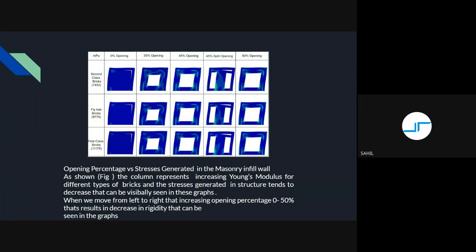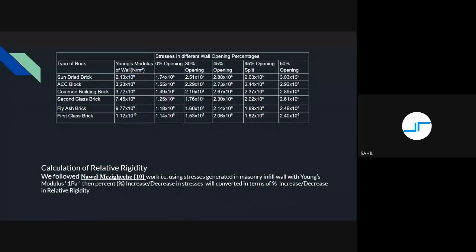The opening percentage versus stress generated in the masonry infill wall is shown in the figure. The column represents the Young's modulus for different types of bricks, and the stresses generated in the structure tend to decrease, which can be visibly seen in these graphs. When we move from left to right, with the increasing opening percentage, that is from 0% to 50%, that results in decreased rigidity, which can be seen in the graphs in terms of corner crushing or the stresses generated.